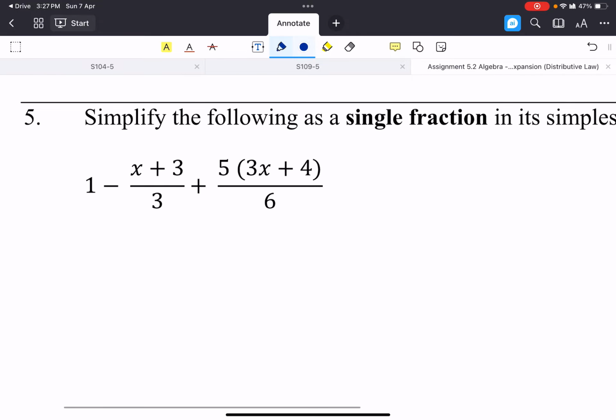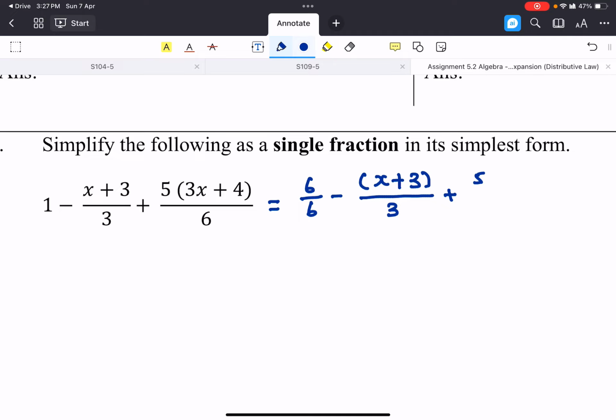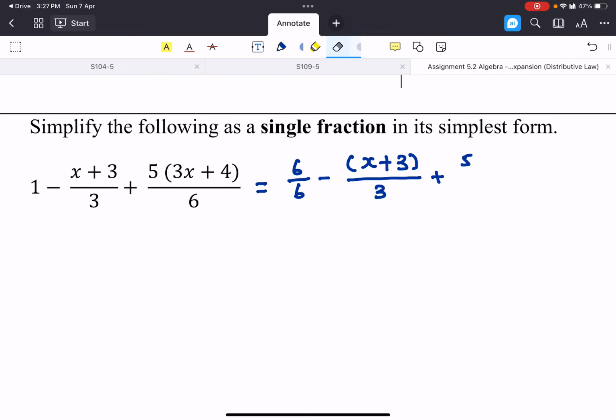This time round, we have something more complicated, but we can still work it out in the same manner, right? Same concept. So in this case, I will make the denominator all to be 6. So 1 is going to be 6 over 6, right? Minus x plus 3. Well, it's good to actually have it in parentheses so that you see where we are going with this. Okay, plus 5. All right, let me correct that. Oops. Eraser. This is 6. And I need to multiply with 2. There we go. Right?